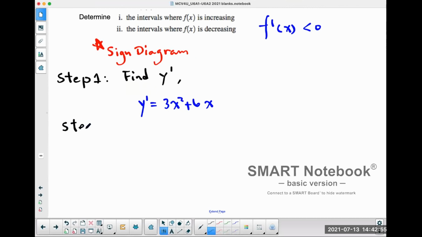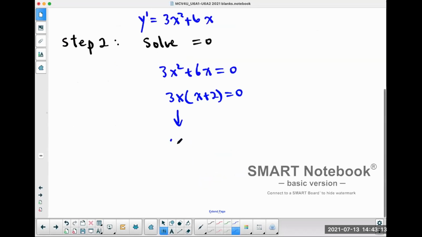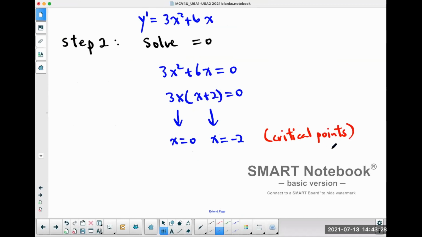Step number 2, solve. Set it equal to 0 and solve. So 3x squared plus 6x is going to equal 0. Common factor out the 3x. I'm going to get x equals 0 and x equals -2. So there are 2 zeros. Those are referred to as critical points. They're important points. That's going to give us important information about the graph.